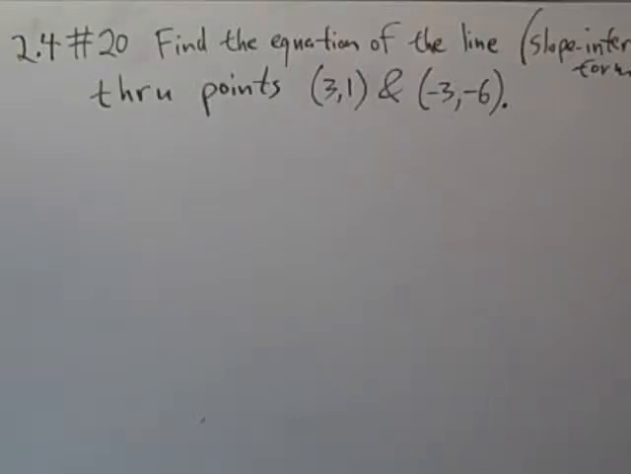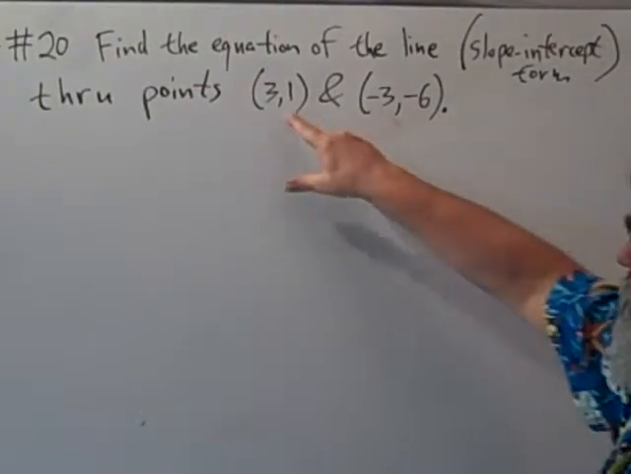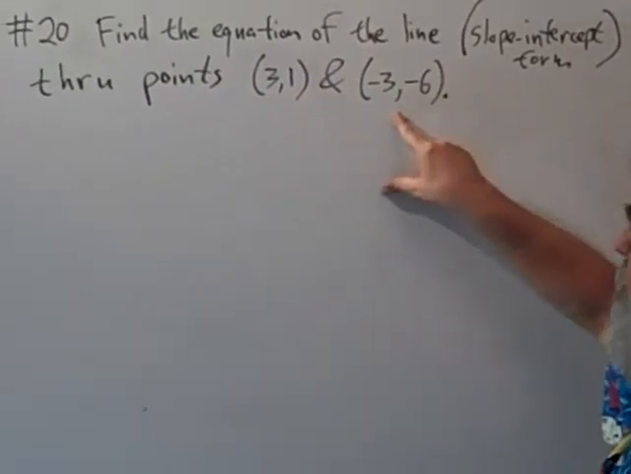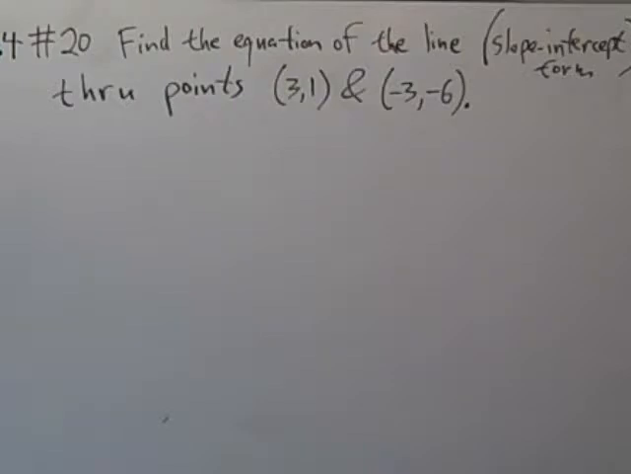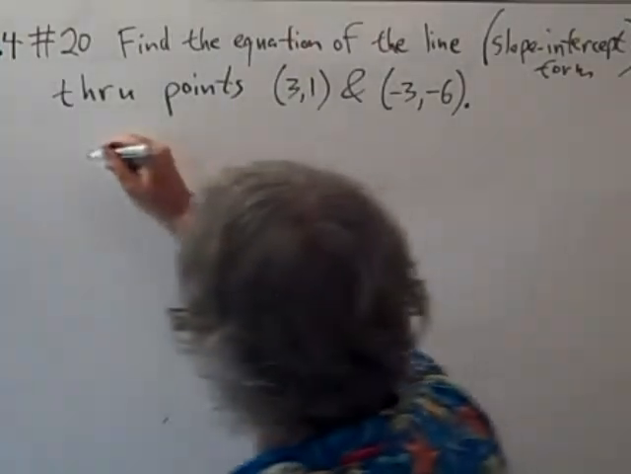For this problem, we're asked to find the equation of the line through these 2 points, (3, 1) and (-3, -6). And I'll put the answer in slope-intercept form as well. So the first thing in such a problem is always to find the slope.